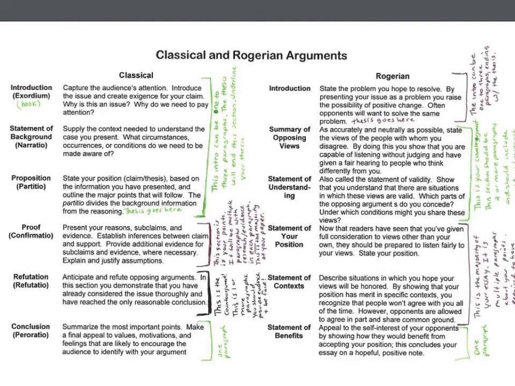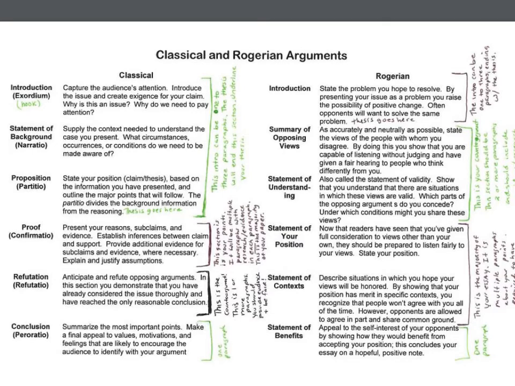This is a big slide. So this is the classical and Rogerian arguments. This is kind of like an outline. So if you've never written an argumentative essay before, this will help you. The one thing I want you to remember, though, is that this diagram sort of looks like these sections are paragraphs, but they're not. They're sections, okay?